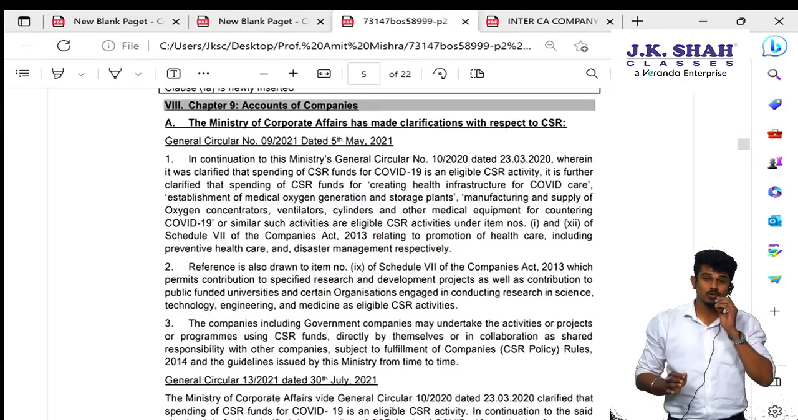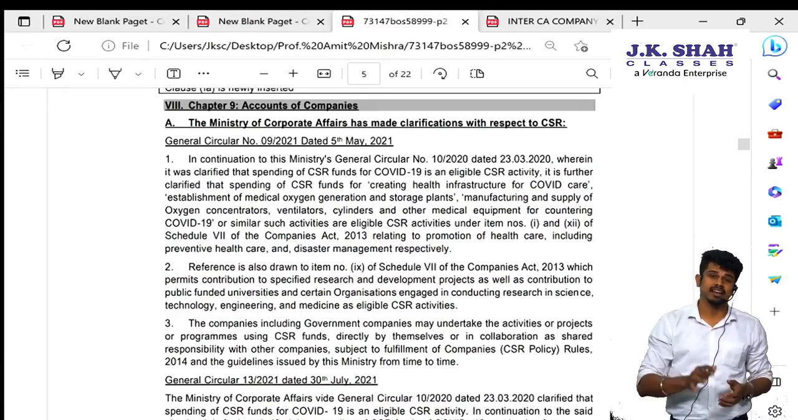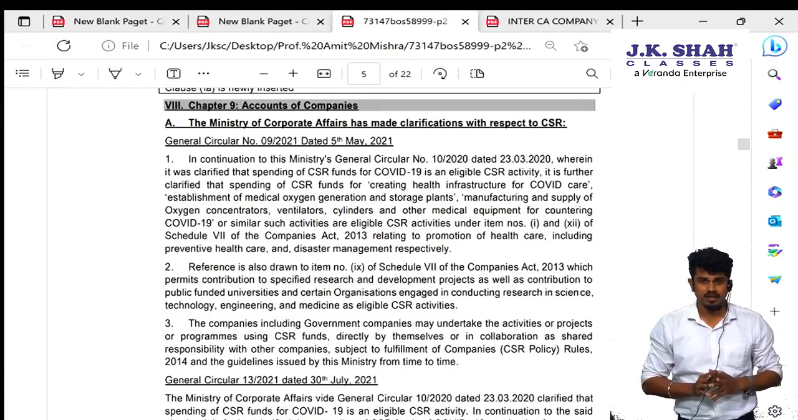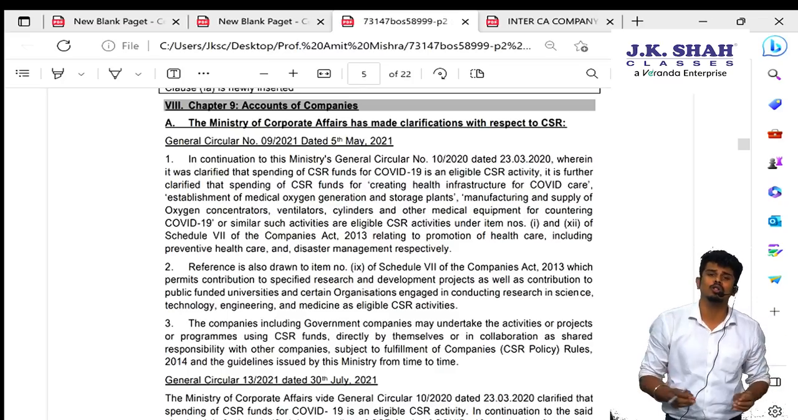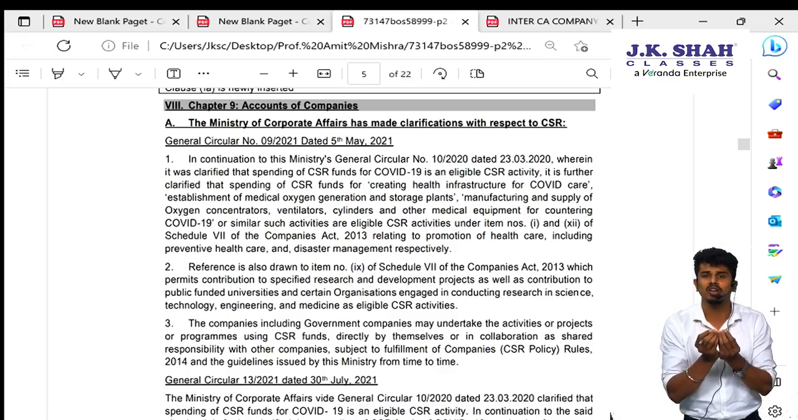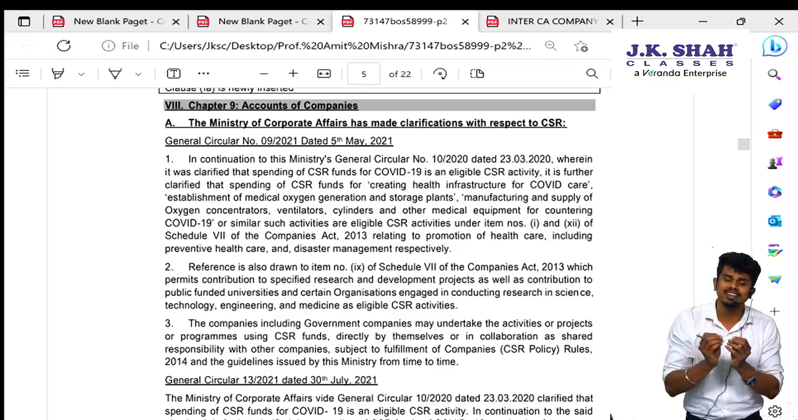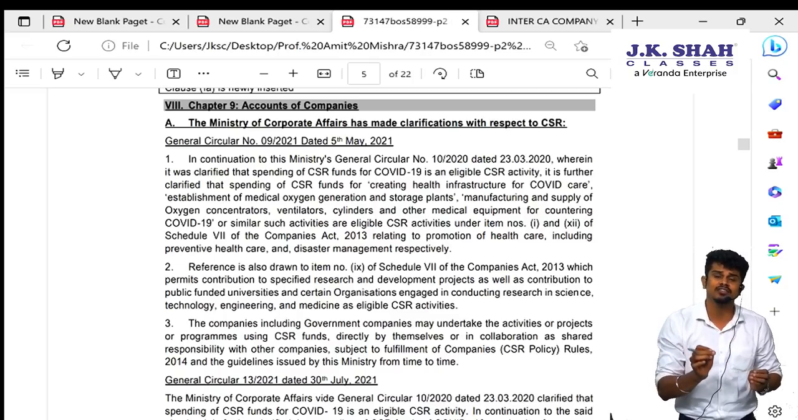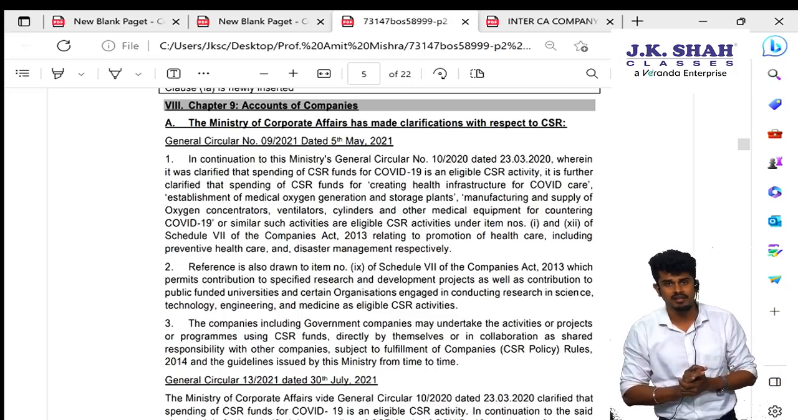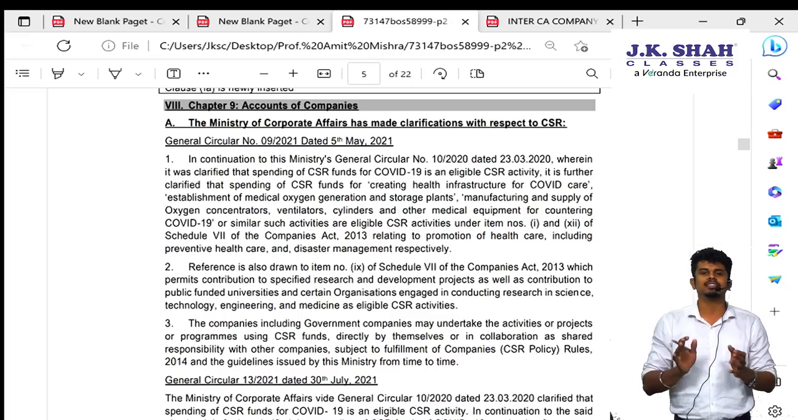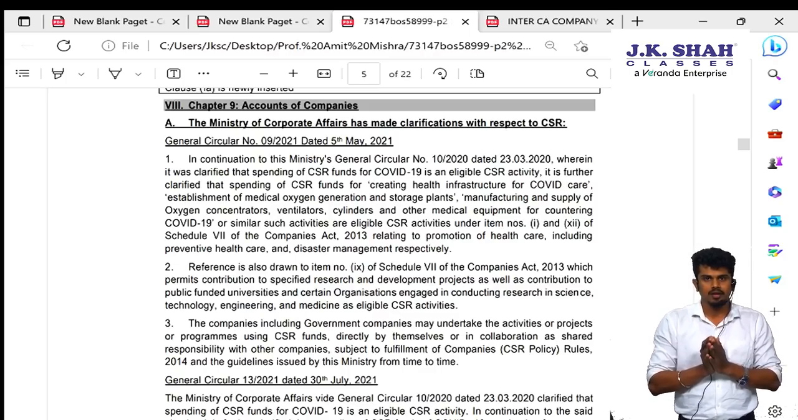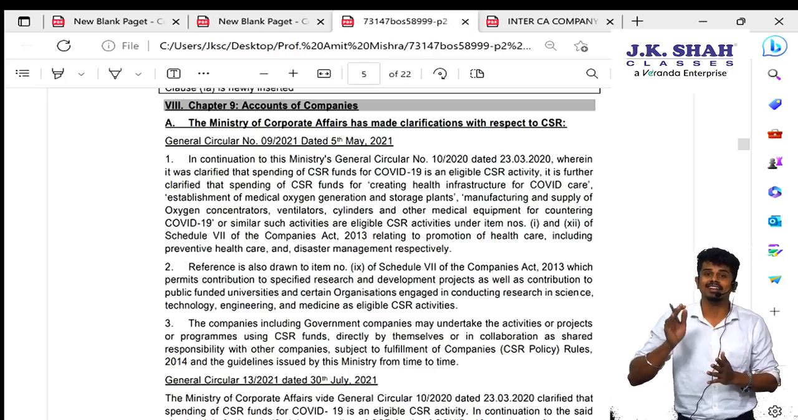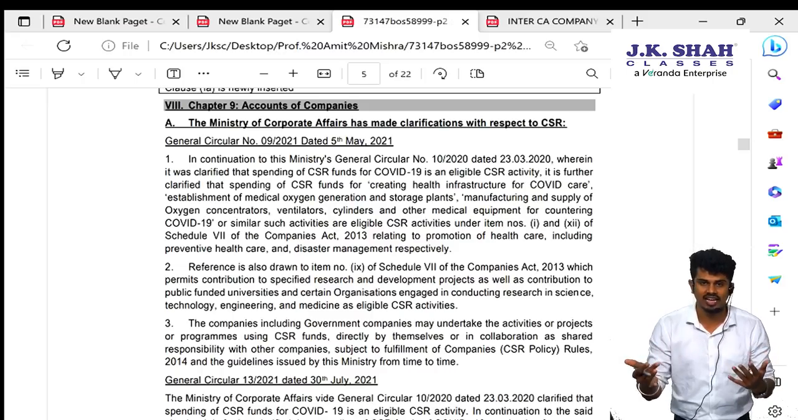Now, coming to amendment of chapter number 9, accounts of company. Now, there are so many amendments in this chapter, but all those amendments are very small amendment. There are very least chances that your answers will be affected because of this amendment. However, there are certain points which we need to focus more. I can also say that there is less of amendments and more of clarification.